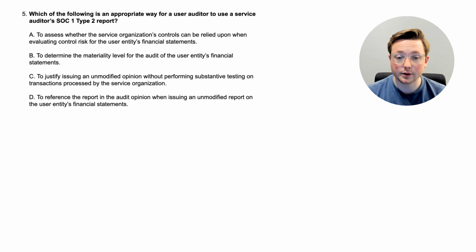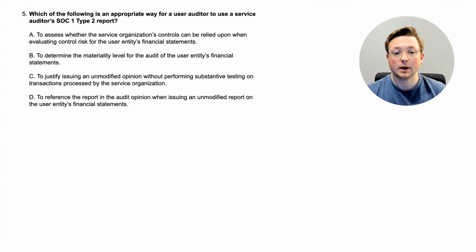Option A, to assess whether the service organization's controls can be relied upon when evaluating control risk for the user entity's financial statements. Option B, to determine the materiality level for the audit of the user entity's financial statements. Option C, to justify issuing an unmodified opinion without performing substantive testing on transactions processed by the service organization. Or option D, to reference the report in the audit opinion when issuing an unmodified report on the user entity's financial statements.